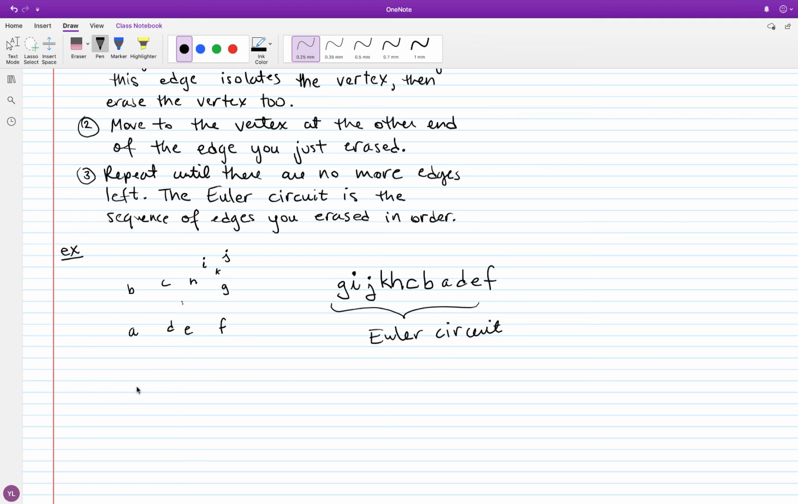I've also got the drawing going at twice speed, so that might have been a little bit difficult to follow. I went 1, 2, 3, 4, 5, 6, 7, 8, 9, 10, 11. So this sequence of numbers shows you the order of the bridges that I crossed to construct the Eulerian circuit.